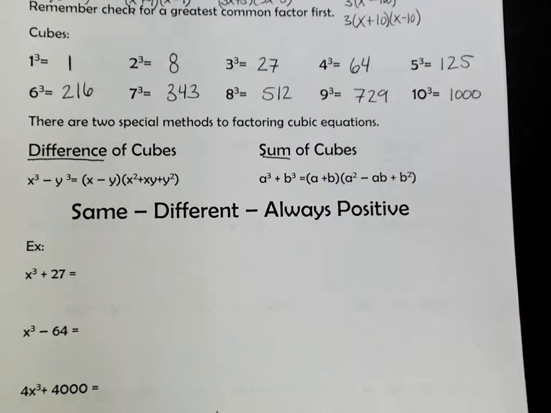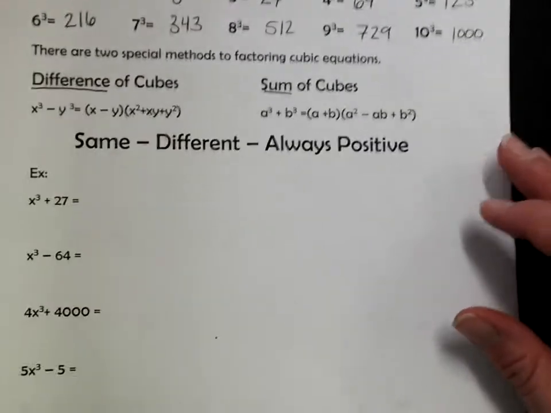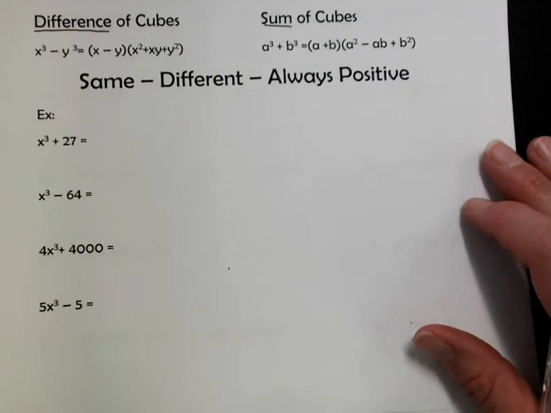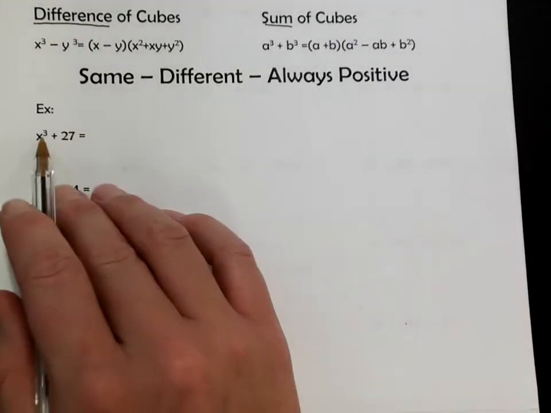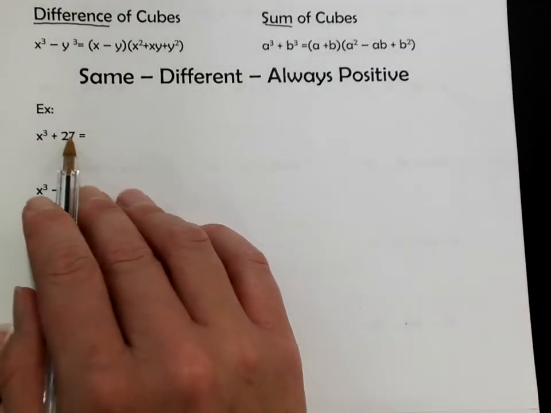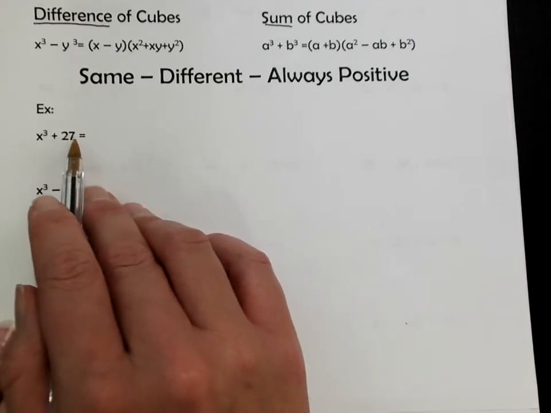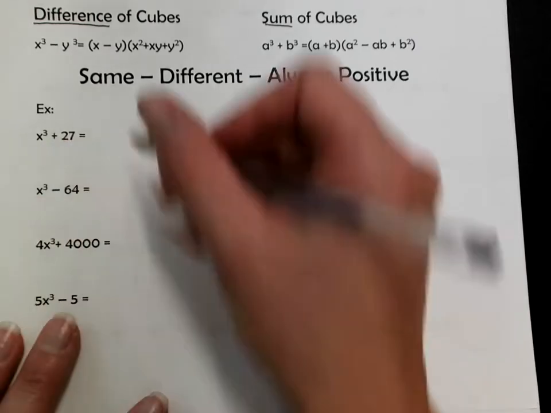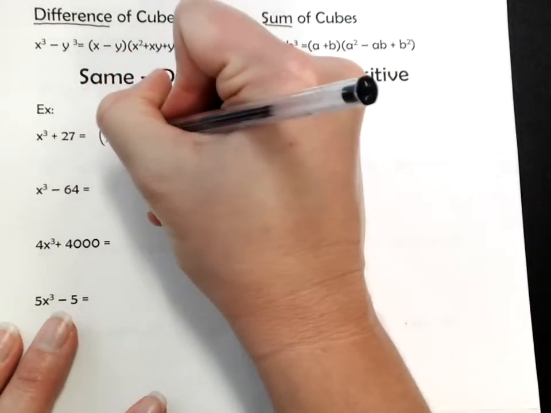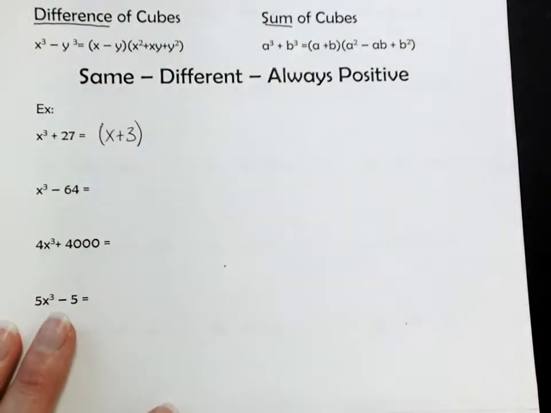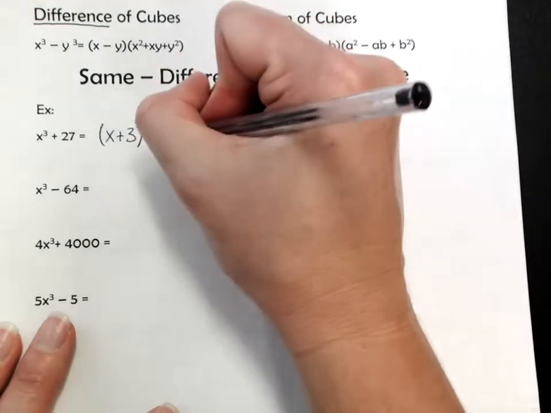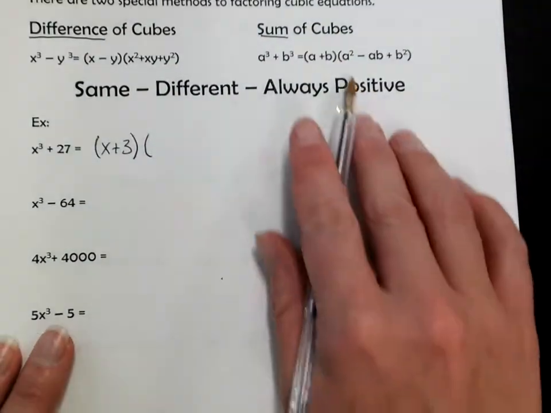So let's look at a couple examples. I think really that's the best way to get into this factoring business. So this first example, this is a sum of two cubes. This is something cubed plus something cubed. That's an x and that's a 3. So our first term is just going to be an x plus 3. For your next term, it's just going to follow this sum pattern right here.